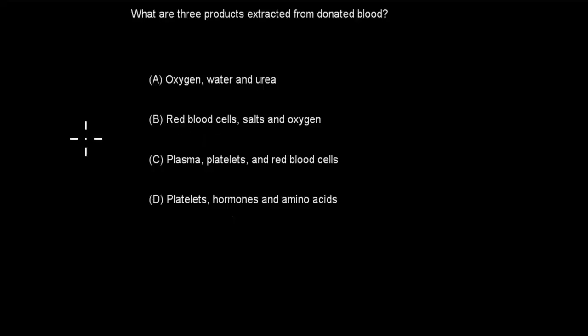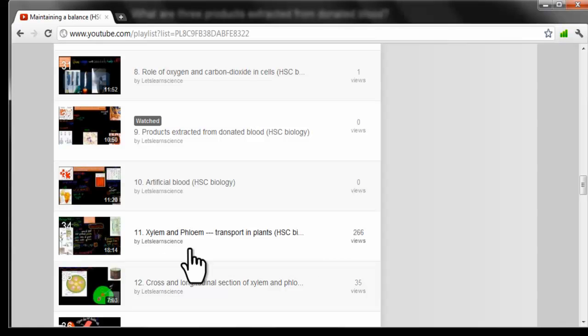Welcome back. The correct answer for this one is C, because plasma, platelets, and red blood cells are all things we get from blood donations. Salts and oxygen are not what we need from blood donations, same as oxygen and water. Urea is obviously a waste product, and hormones and amino acids are also not required. So C is correct, and this comes from the video Products Extracted from Donated Blood, number 9.